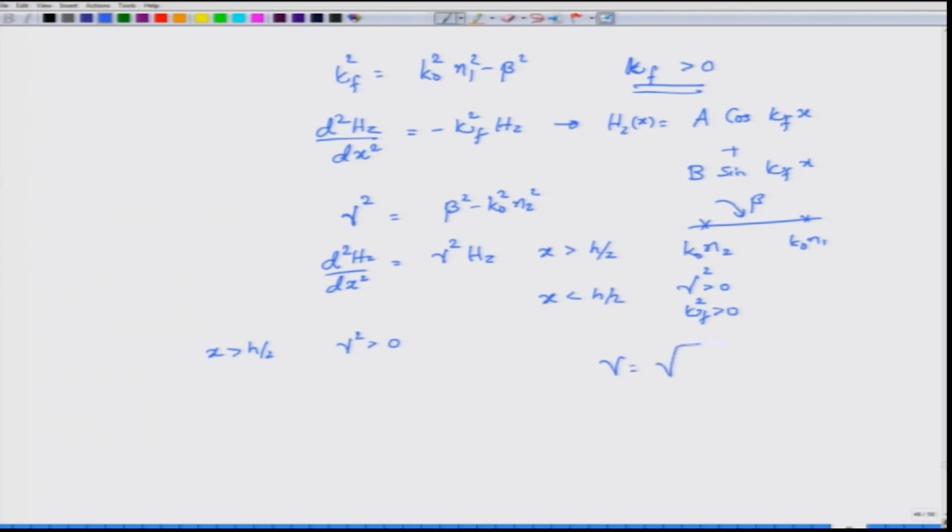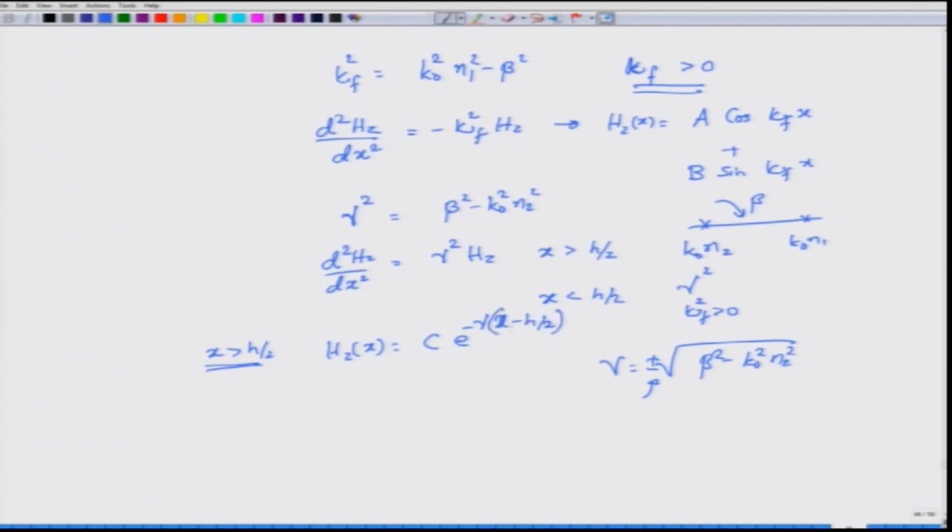So, gamma will actually be equal to the square root of beta square minus k0 square n2 square, plus or minus, correct, and I can't choose the plus sign for the field outside, in the cover, right. So, when I am looking at x greater than h by 2, I cannot assume gamma to be a positive quantity. In fact, gamma square is just defined in this way, but gamma can be plus or minus, and I have to choose the minus quantity over there. So, when I choose a minus quantity, the solution for Hz of x will be, let us say, C e to the power minus gamma times x minus h by 2.